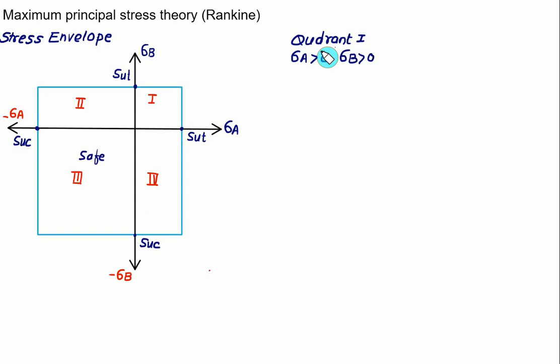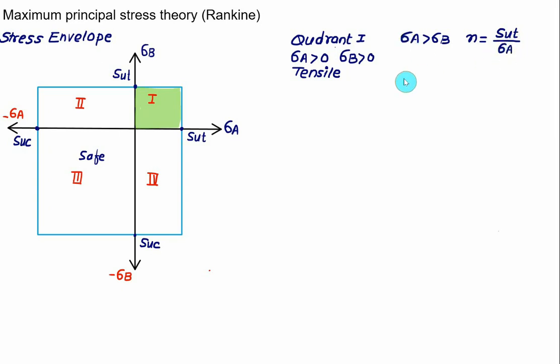Suppose we are in quadrant 1, the value of sigma A is greater than 0, sigma B greater than 0, and both are tensile in nature. And in quadrant 1 here, we will find that the boundary is equal to SUT. So SUT will decide the value of factor of safety. So in this case, suppose we have the value of sigma A greater than sigma B. In that case, sigma A is the larger principal stress, and we can calculate the factor of safety N equal to SUT, that is the strength, divided by the maximum principal stress. So this time we have sigma A.